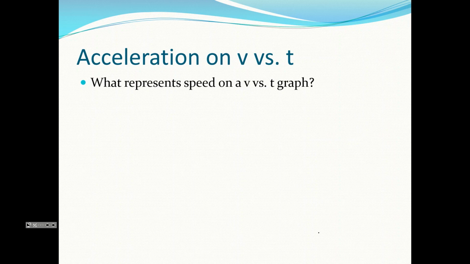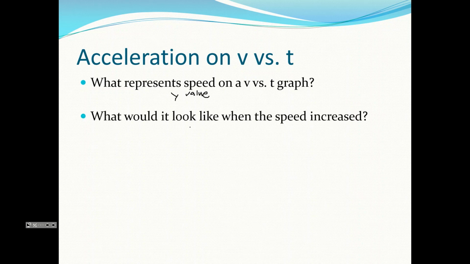Well, what about on an acceleration versus time, or velocity versus time graph? What does speed represent? Well, that's our y value. So if we want to increase our speed, we want to increase our y value. So we're going to start off with the y value that's here, and we're going to end with the y value that's here. And it's going to be a nice straight line, because our slope is our acceleration. So we want a constant acceleration. We'll always have a constant acceleration. So it's just a straight line that looks like that.